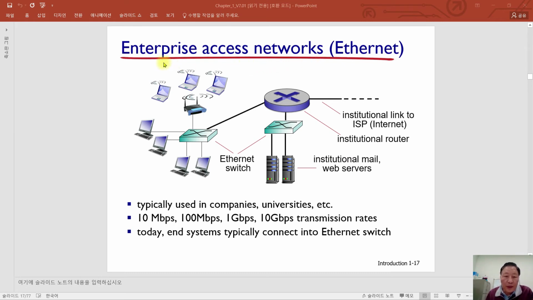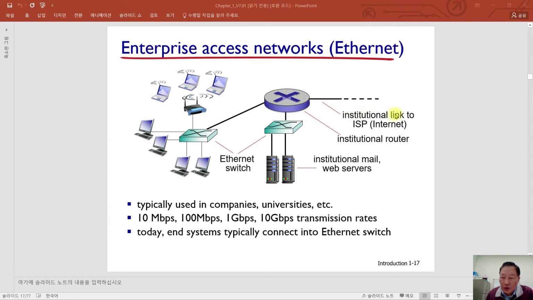And this one is a larger access network called the enterprise access network, like our institutional network. This one is the Ethernet switch, and after that this one is a router. Usually in our computer lab in our building, lecture room, we are using these switches, and many computers are hooked up together, over 40, and this one is connected to the router.